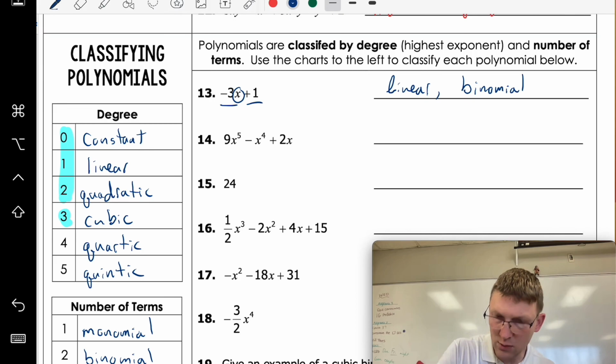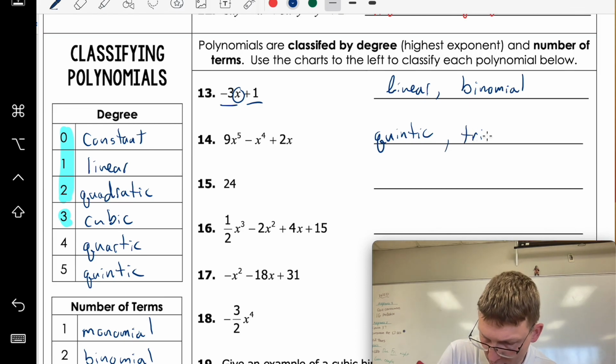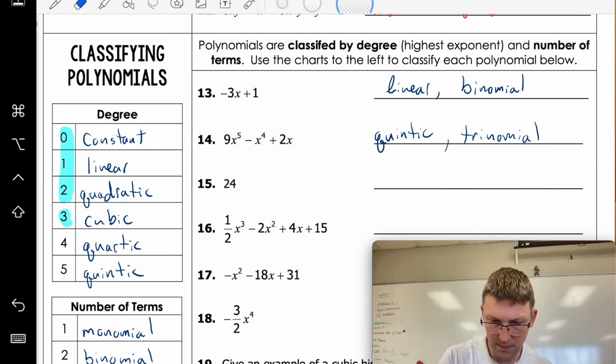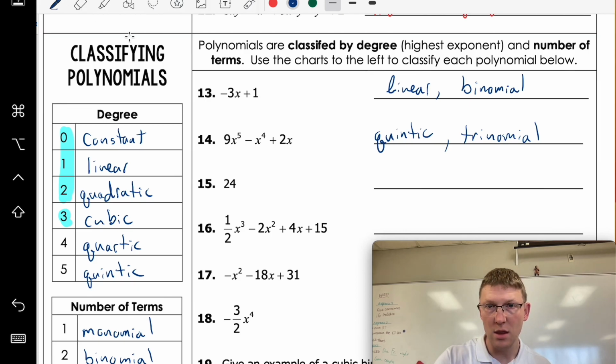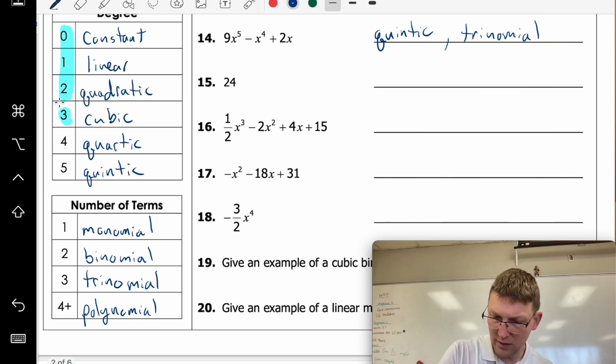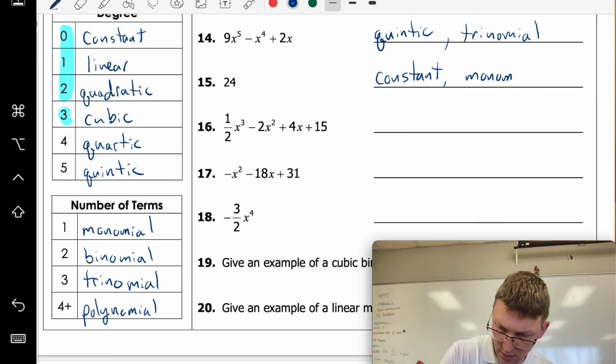Then 14, we're going to have a quintic trinomial. So there are three terms, but then the highest degree is that guy right there. We're going to clean this up. And then going down, that 24 is our constant, and that is going to be a monomial.